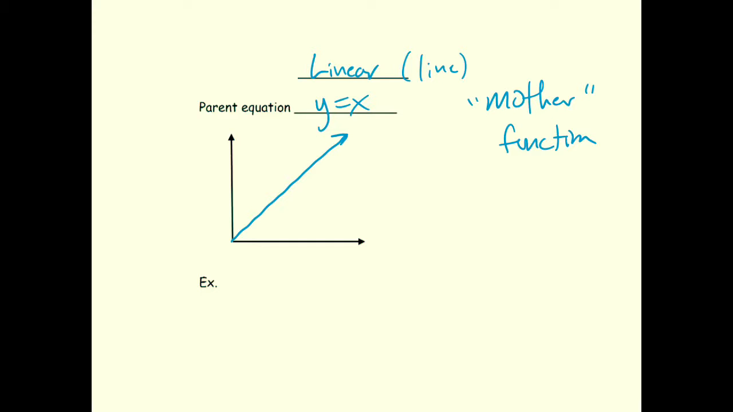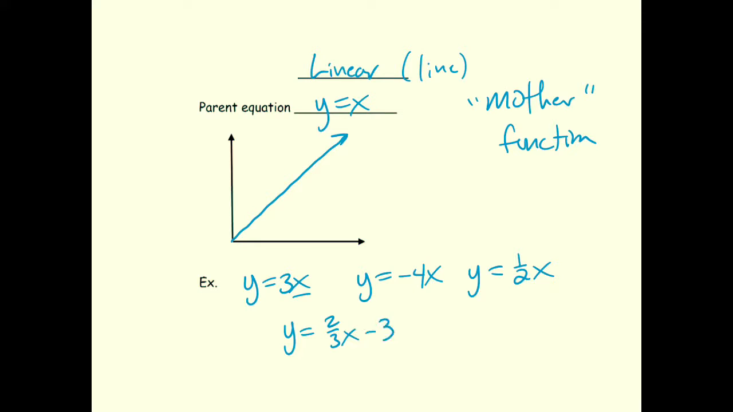Some other examples of linear functions would be y equals 3x. So you have the x with an exponent of 1. You have y equals negative 4x, or y equals 1/2 x. Or if you start changing it, moving it up and down, changing the y-intercept, you have things like y equals 2/3 x minus 3, or y equals 8x plus 9, things like that. Anything with an x with an exponent of 1 will be linear.